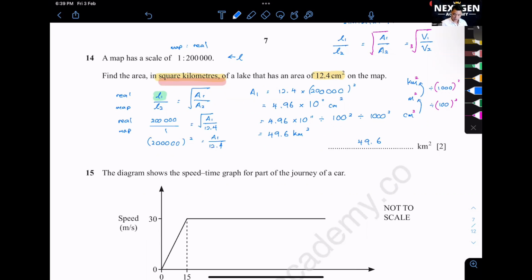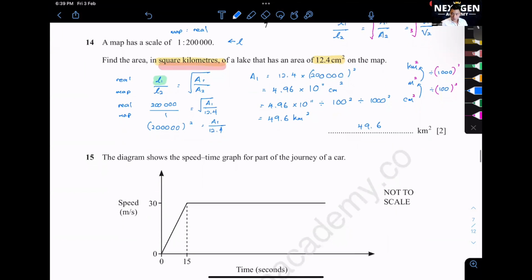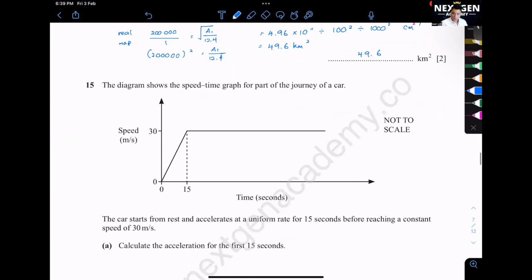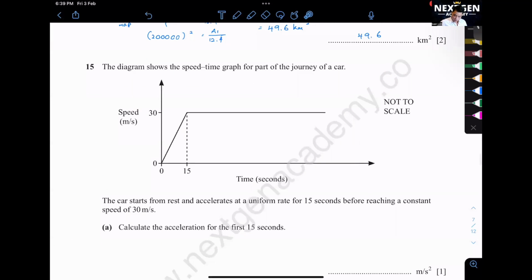All right, awesome. Let's go to question 15 right now. The diagram shows the speed time graph for part of the journey of a car. The car starts from rest and accelerates at a uniform rate for 15 seconds before reaching a constant speed of 30 meters per second. Calculate the acceleration for the first 15 seconds.